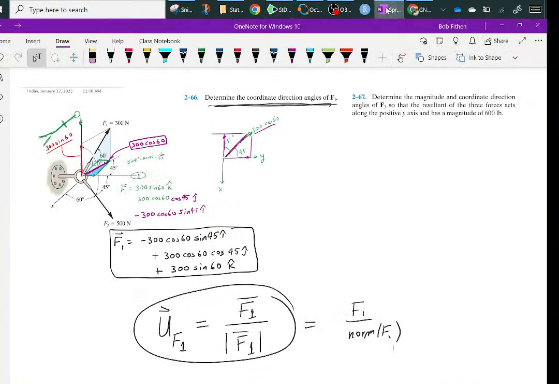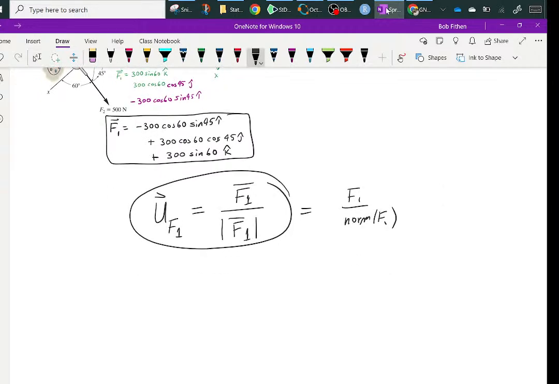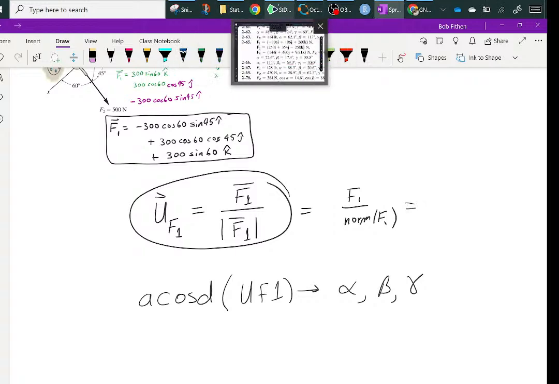Okay. So that gives us that. What I like to do is go into MATLAB, do an arc cosine in degrees of the vector u, which I called F1. It will give me back the list alpha, beta, gamma, just like that. Now, we can also write these. If you feel more comfortable writing them by hand, then that's okay too.